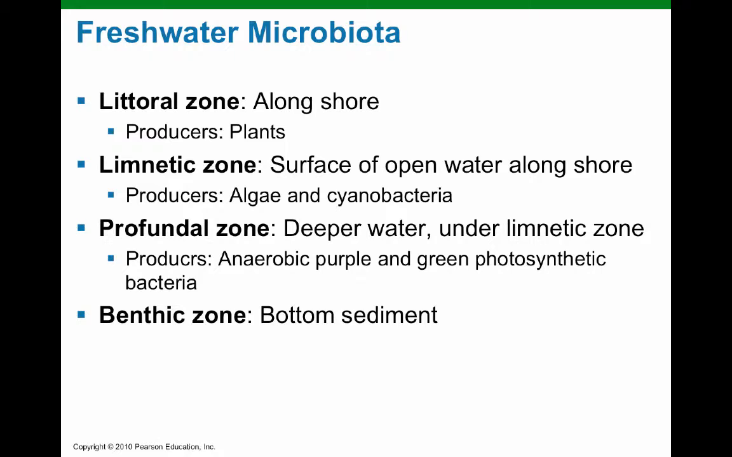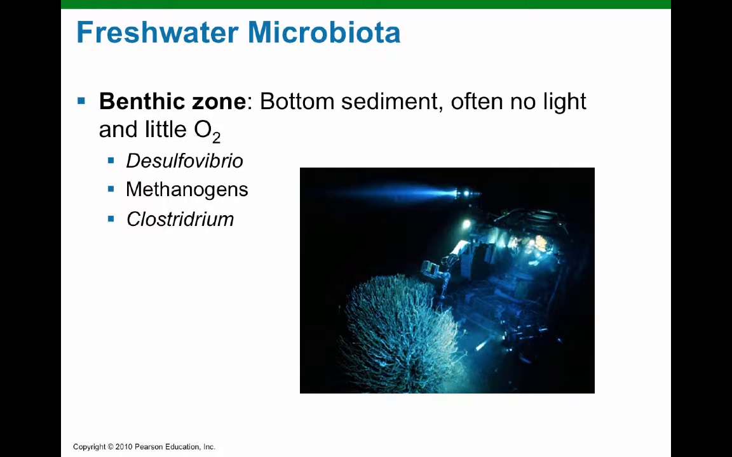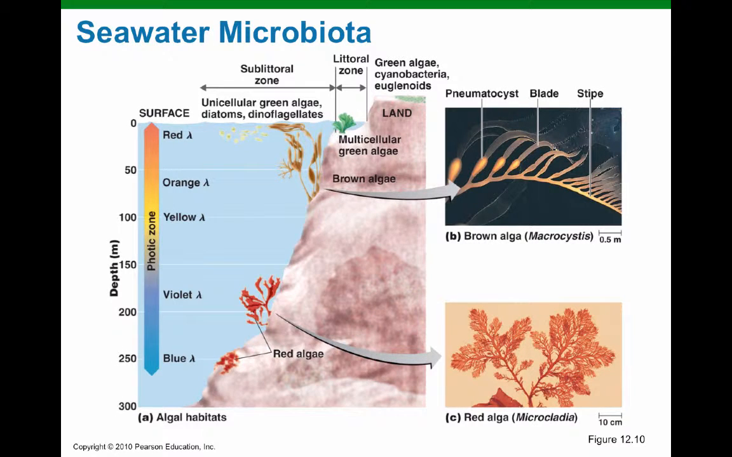And then the benthic zone is deeper in this environment around the bottom sediment where there's very low light, low oxygen. And you would find organisms like Desulfovibrio, methanogens, and also Clostridium living in this zone. Along the saltwater or seawater environment, similar terms, littoral, sublittoral, and more algae that you would find here, especially along the littoral zone, green algae, euglenoids also.